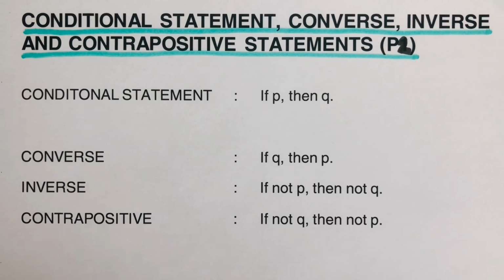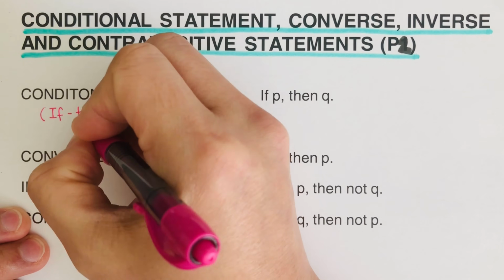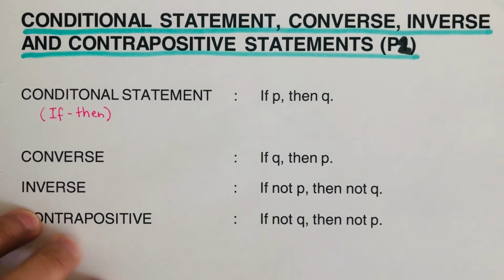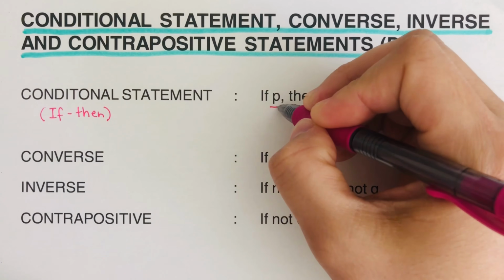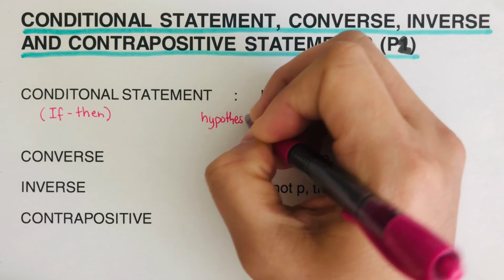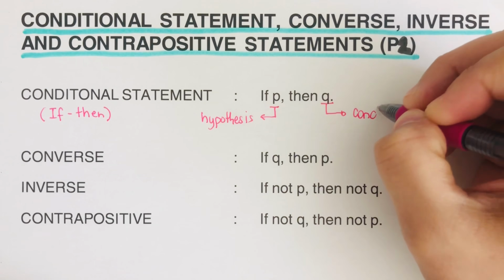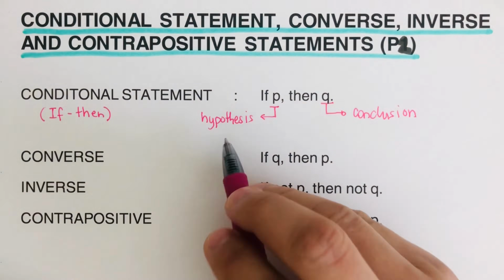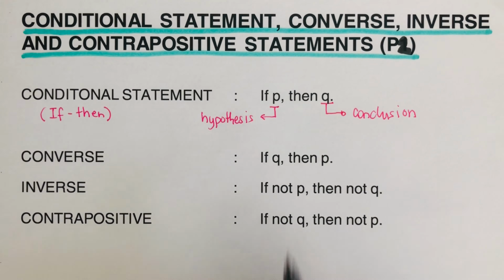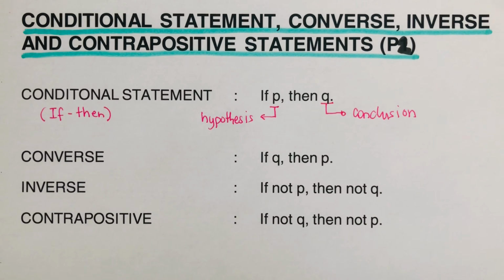So going back to this, conditional statement, the other name for this is if-then. If-then is the other name for conditional statement, and there are two parts for every conditional statement. The if part contains the hypothesis, and after the then is our conclusion. So there will always be a hypothesis and there's always a conclusion. These are the rules that we have here. Again, this is taken care of in the first video, but let's jump into some examples.